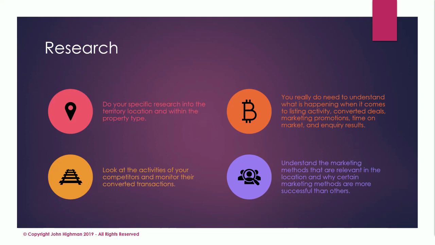The third point, look at the activities of your competitors and monitor their converted transactions and the results that they're getting with sales and leasing activity. Watch your competitors, but then compare that to yourself. Which leads me to the last point. Understand the marketing methods that are relevant in the location and why certain marketing methods are more successful than others. Now that comes down to a location, a property type, a territory.